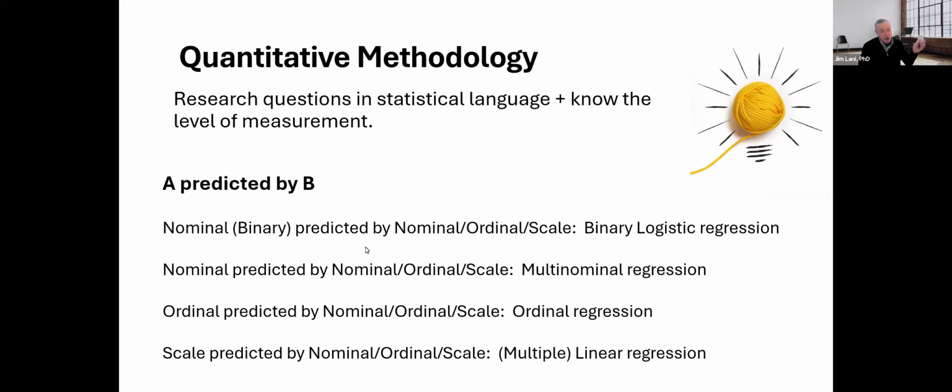So the key point with this regression business is: what is the dependent or outcome variable? And that is driving the test. The outcome variable is binary nominal. The outcome variable is 3 or more levels of nominal. The outcome variable is ordinal, or the outcome variable is scale, either with one predictor or many predictors.